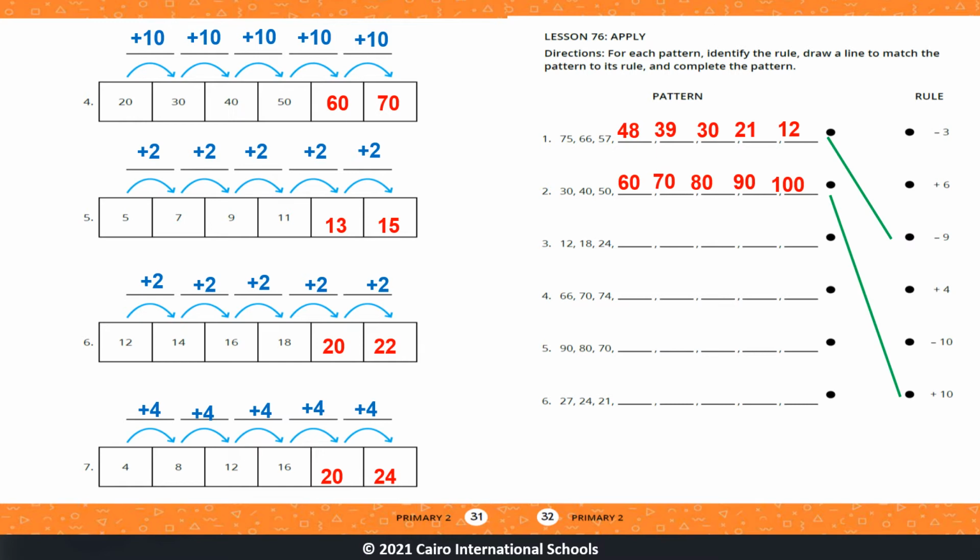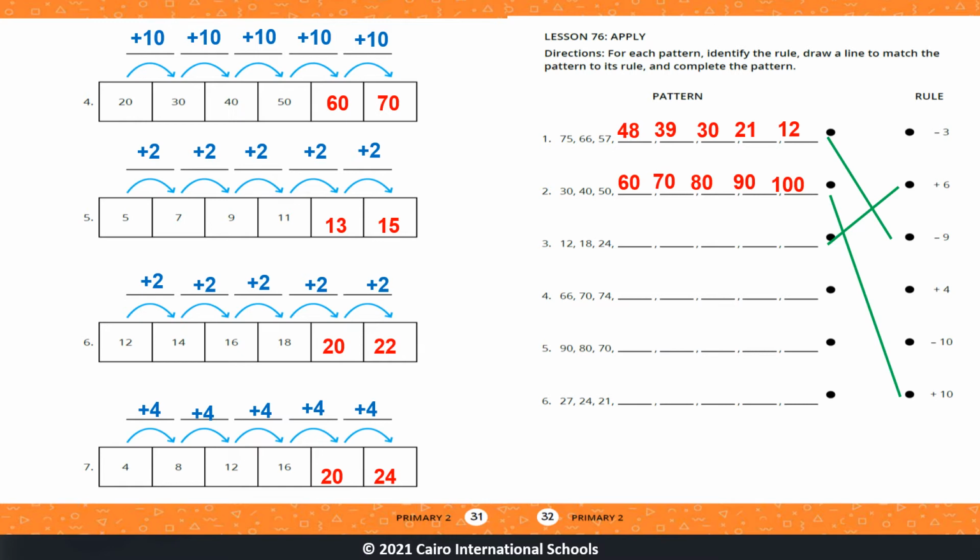Question number 3. The pattern is 12, 18, 24. Ask yourself the question, is the pattern increasing or decreasing? Yeah, it's an increasing pattern, so we must write plus in the pattern rule. And then subtract the first two numbers. 18 minus 12 equals what? Equals 6. So the pattern rule is plus 6, so each time we will add 6.